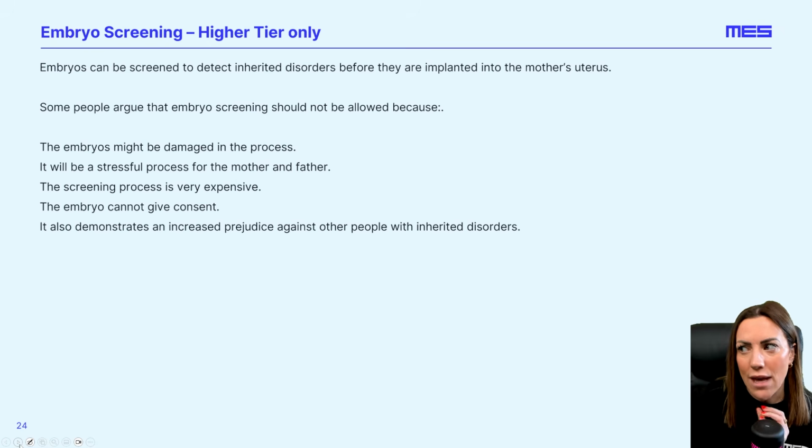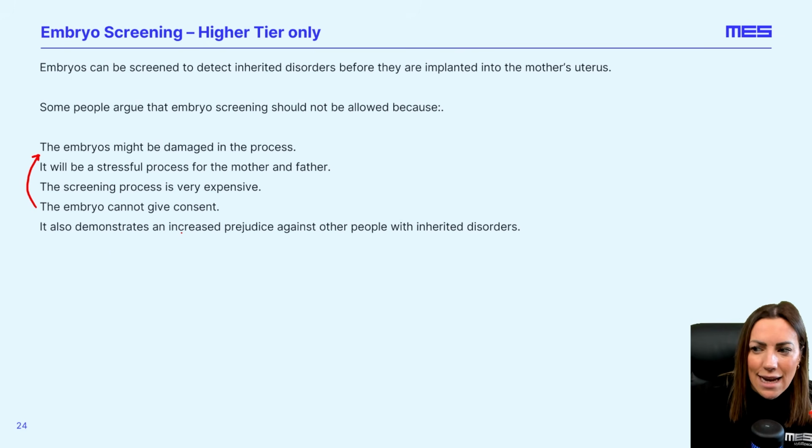Now, some people argue that embryo screening should not be allowed. And again, we're going to talk about the cons, if you like. When an embryo's DNA is studied, the embryo might actually be damaged in the process. It's a stressful process for the mother and father, but ultimately if they opt for it, they give consent, they obviously want to find out, but they might find out that their embryos have inherited a genetic disorder. The screening process is very expensive. The embryo itself, which you can say has a right to life, cannot give consent to the screening process and it might be damaged in the process.